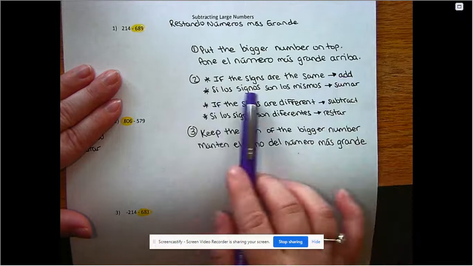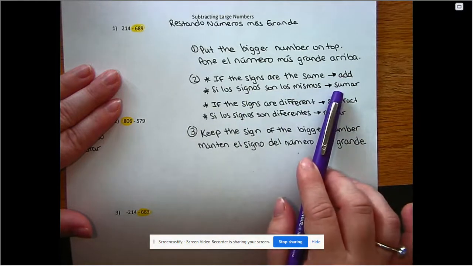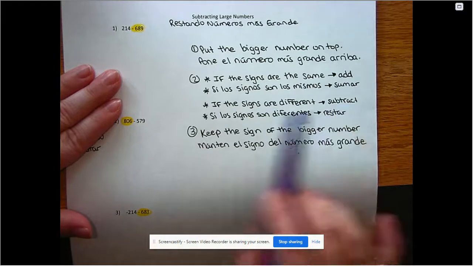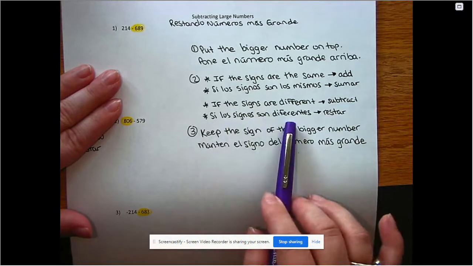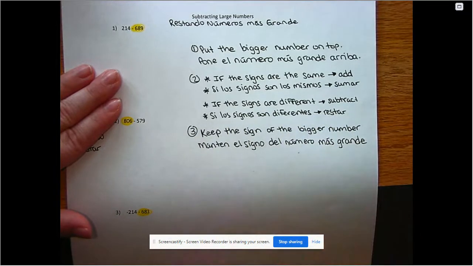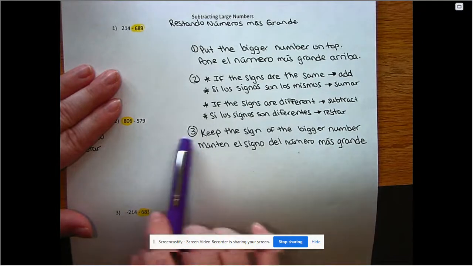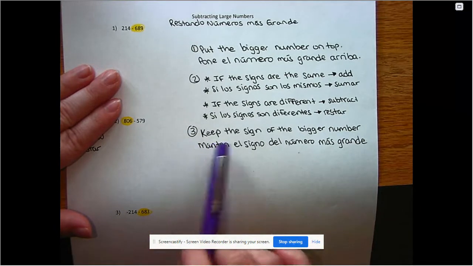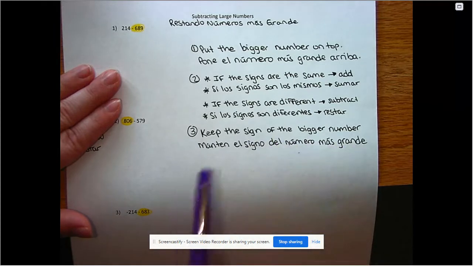Si los signos son lo mismo, sumamos. If the signs are different, we subtract. Si los signos son diferentes, restamos. The final part of the process, el final parte del proceso, is to keep the sign of the bigger number. Mantén el signo del número más grande.